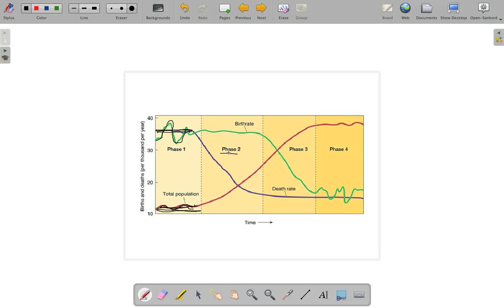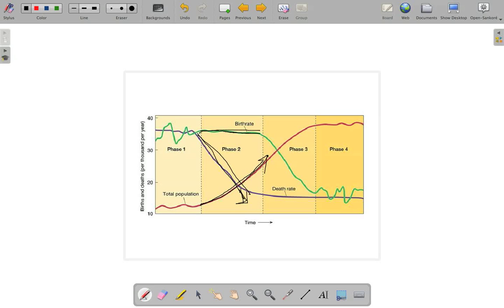Phase 2, right? We're looking at developing countries. So poor countries that are advancing, right? They're getting more medical care, better hygiene, better resources. So what happens? You see a dramatic decrease in the death rate. You see a very rapid increase in the total population, right? But birth rate stays high. So death rate falls dramatically. Birth rate stays high. Rate of natural increase, which is the total population, is a rapid increase, right?